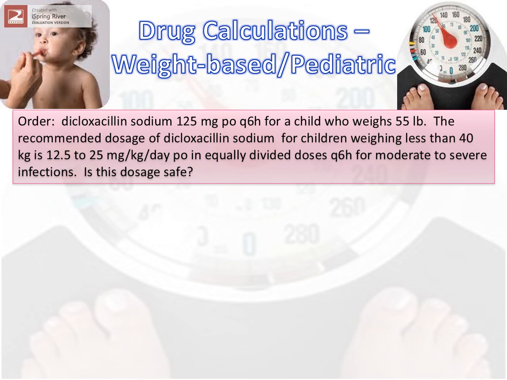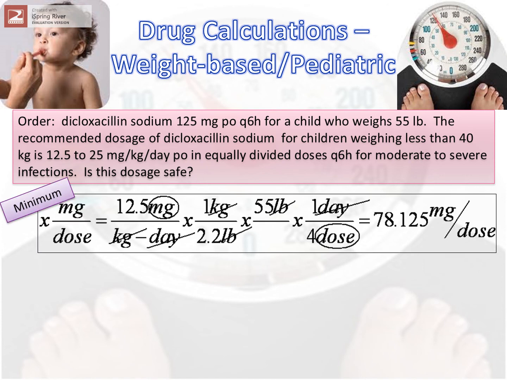The recommended dose of dicloxacillin sodium for children weighing less than 40 kilograms is 12.5 to 25 milligrams per kilogram per day PO in equally divided doses, Q6 hours, for moderate to severe infections. Is this dose safe? You're going to first do the minimum dose, which your required unit is milligrams per dose. It wants to know whether the dose is safe. So your requested unit is milligrams per dose.